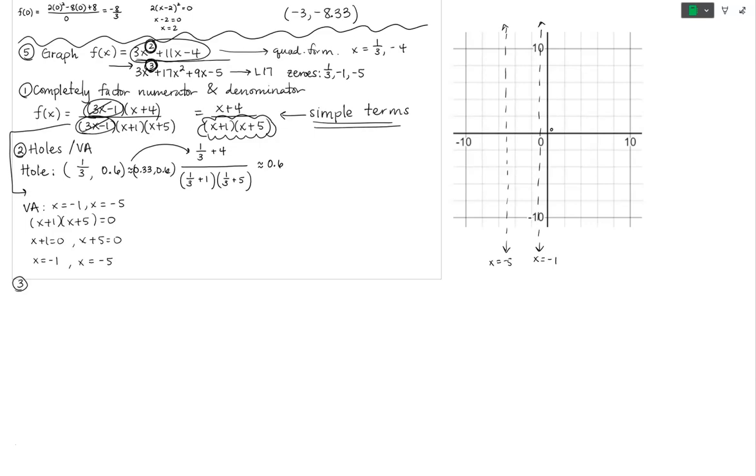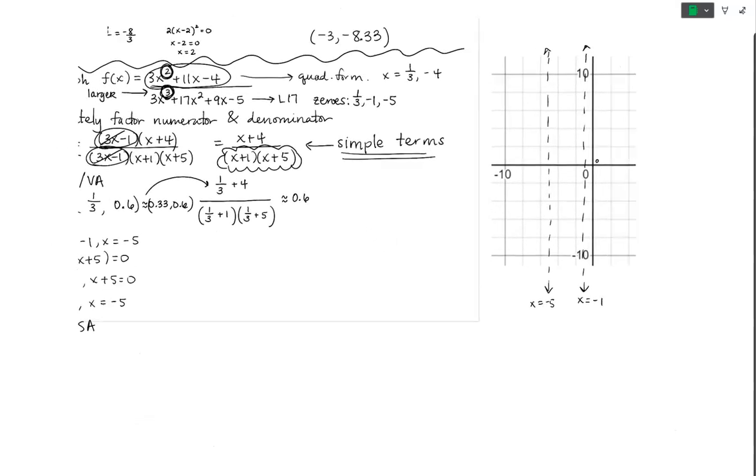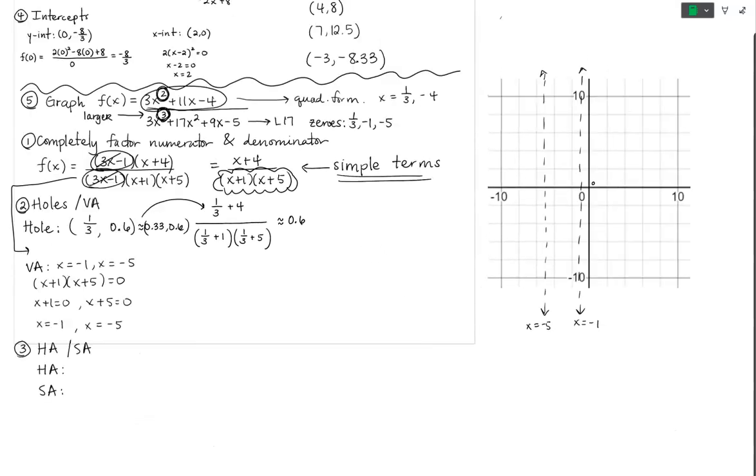Moving on to our third step, we're now going to be looking for our horizontal asymptote or our slant asymptote. It can have one or the other. Which one it has depends entirely on the degree of the numerator and the degree of the denominator. Here we can see that the degree of the denominator is larger. Every time the degree of the denominator is larger, it means that your function has a horizontal asymptote of y is equal to 0. If it has a horizontal asymptote, then it does not have a slant asymptote.